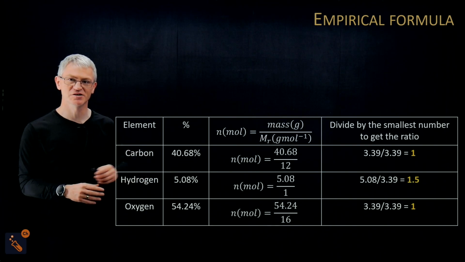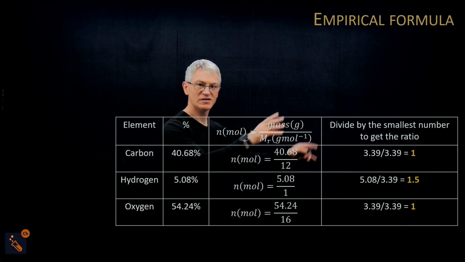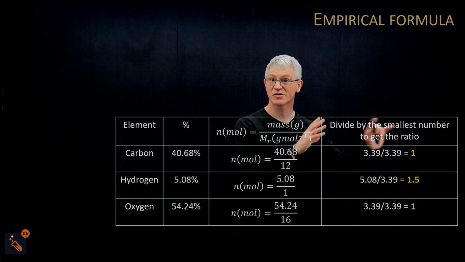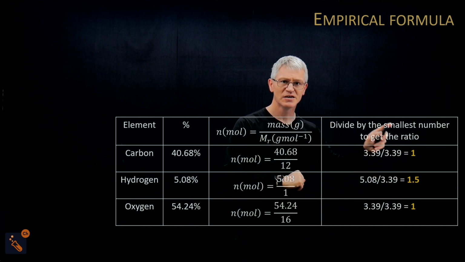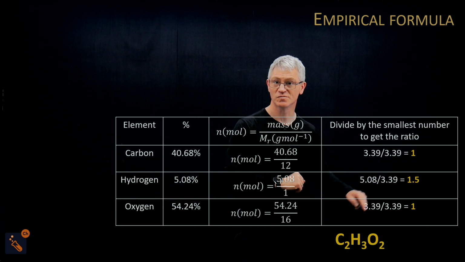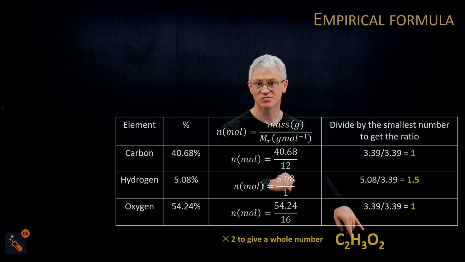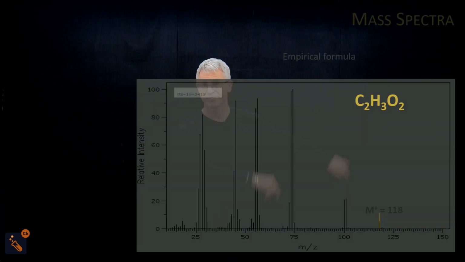Okay, the empirical formula looks like this. You'll get these numbers. Again, I'm not going through how to do it because you've done it in other videos, and you can see the numbers here. One of them is not a whole number, so you need to times it all by 2. Times it by 2 gives you the whole number, and you get C2H3O2. We'll put that over here.